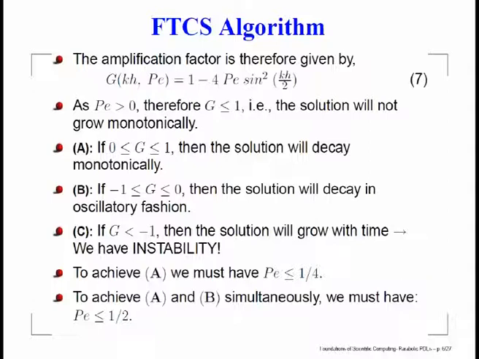So, Peclet number of course is positive, it is time step by space step squared. So, it is positive. So, the solution will not grow monotonically. What does it mean? If g is greater than 1, then every time it keeps on growing, retaining the same sign. That is what I mean by monotonic growth, right? So, as Peclet number is positive, this is assured if g is less than plus 1. However, if I have the value of g lying between 0 and 1, then the solution will not grow and it will slowly come down, retaining the same sign, because g has a plus sign. So, you should see the solution decaying monotonically.